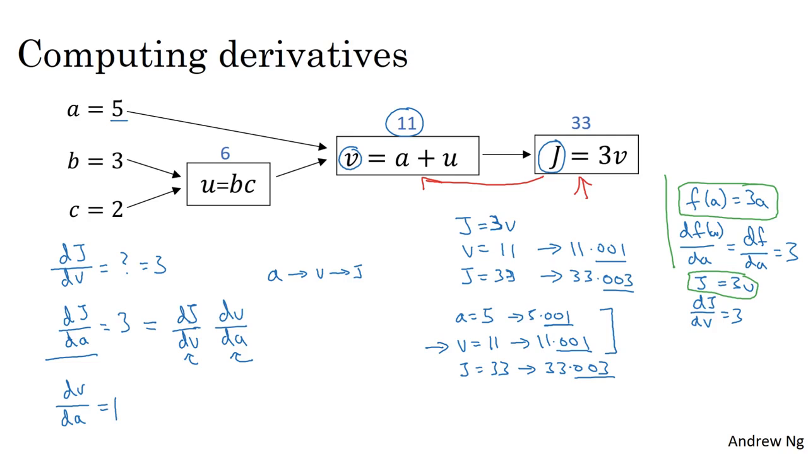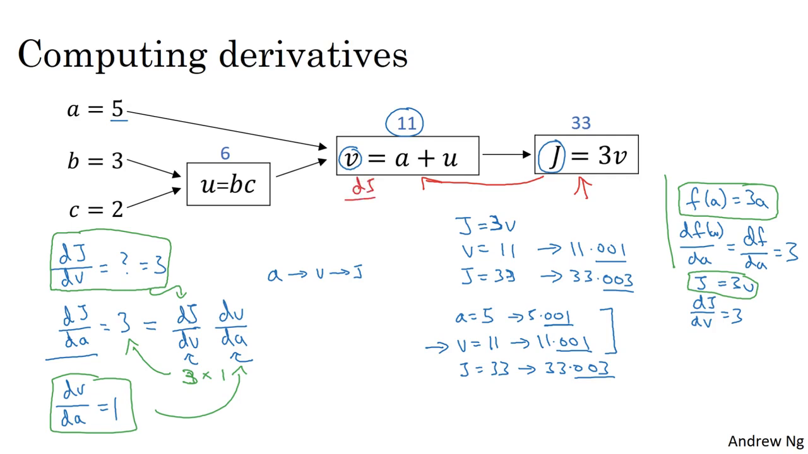So in fact, if you plug in what we had worked out previously, dJ/dv is equal to 3, and dv/dA is equal to 1. So the product of these, 3 times 1, actually gives you the correct value: dJ/dA is equal to 3. So this little illustration shows how having computed dJ/dv, the derivative with respect to this variable, can then help you to compute dJ/dA. And so that's another step of this backward calculation.